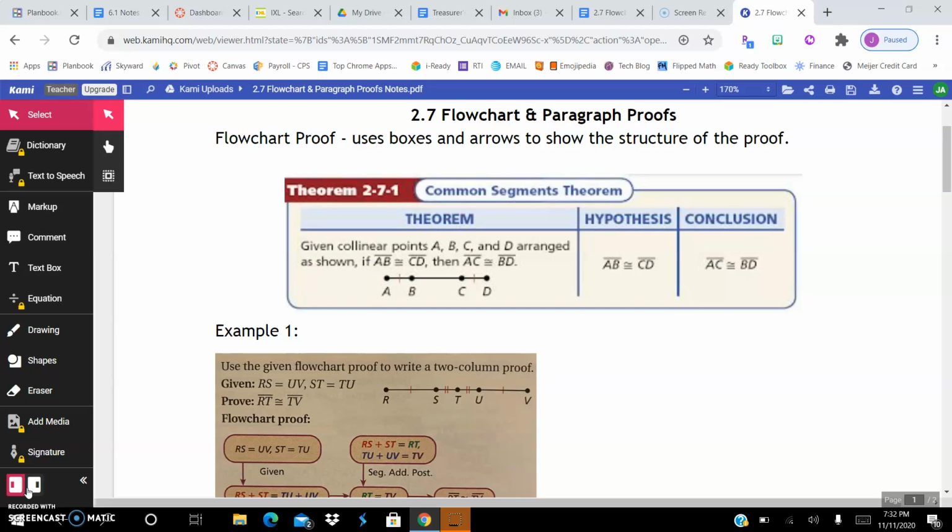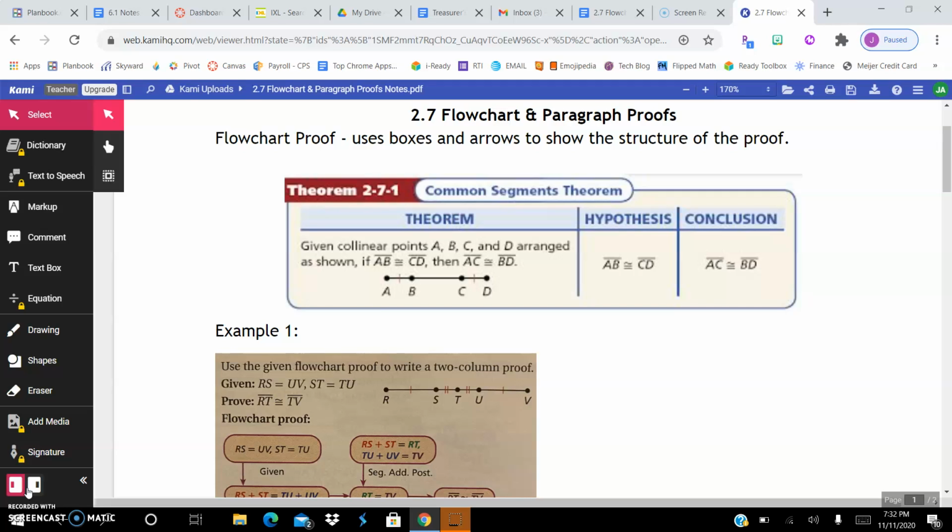So given collinear points A, B, C, and D, so they're on the same line, arranged as shown, if segment AB is congruent to segment CD, then segment AC is congruent to segment BD. So our hypothesis is that segment AB is congruent to CD, and our conclusion is that AC is congruent to BD. So if we know certain pieces are congruent, then we can conclude that other pieces on that line are congruent as well.